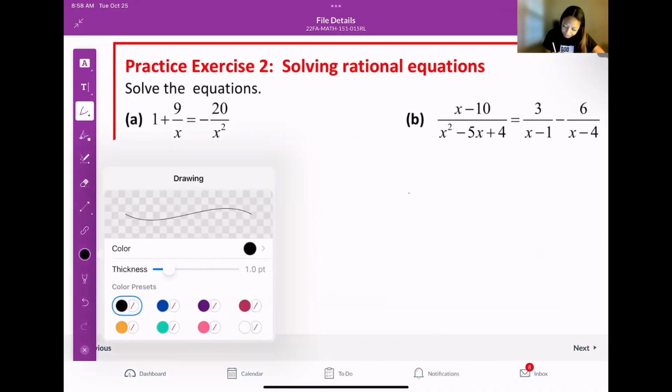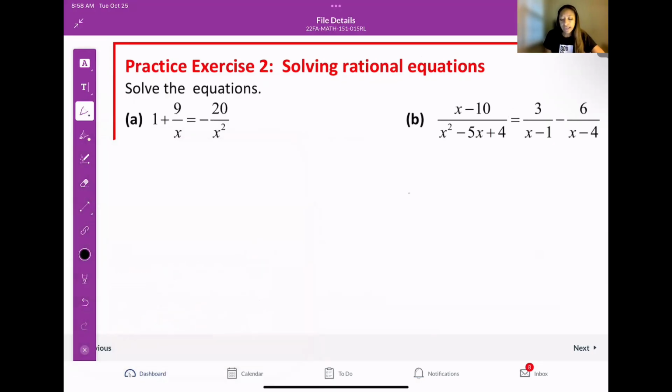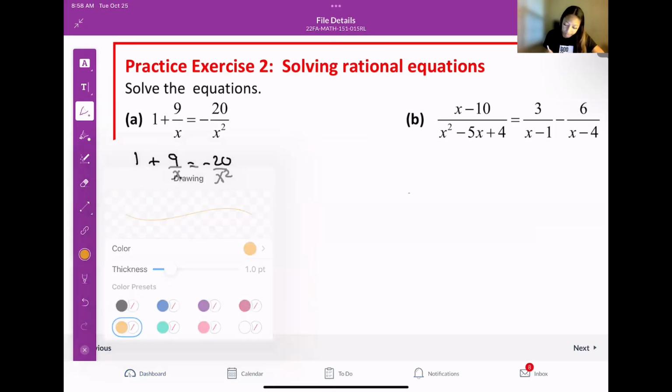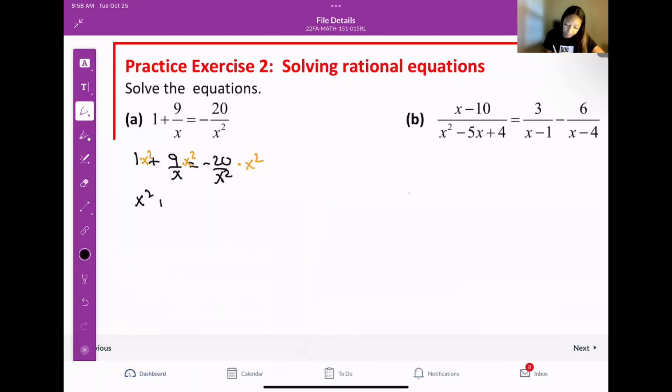Next problem here. We have 1 plus 9 over x equals negative 20 over x squared. The LCD here would be x squared because our denominators are x and x squared. So if we multiply each of these terms by x squared, what do we get? This would become x squared plus 9 times x, because one of the x's cancel out, equals negative 20, because the x squareds cancel out at the last term.